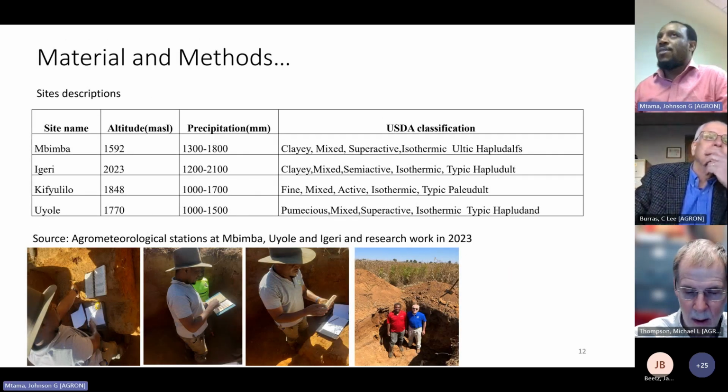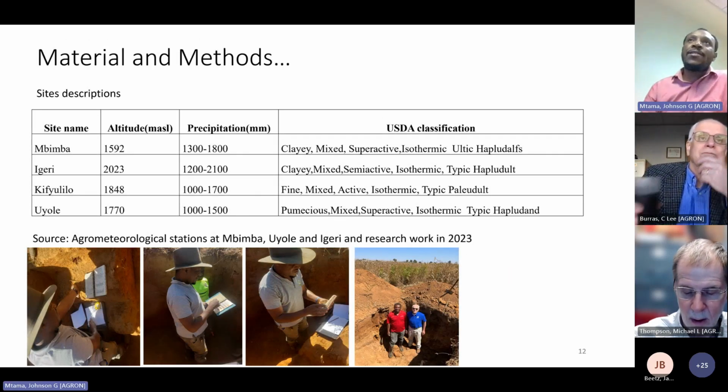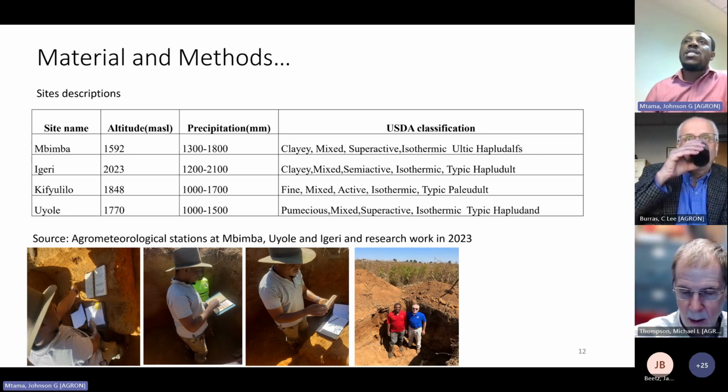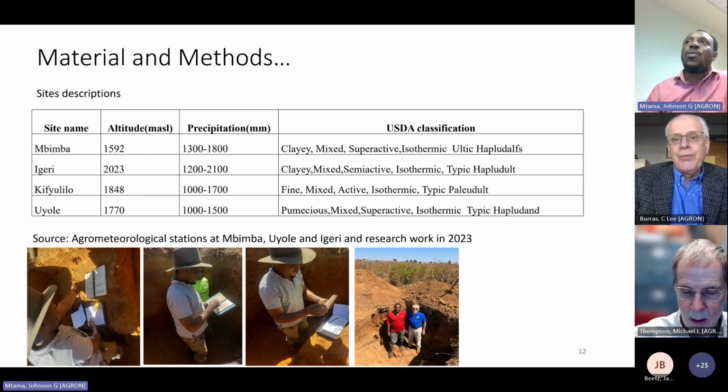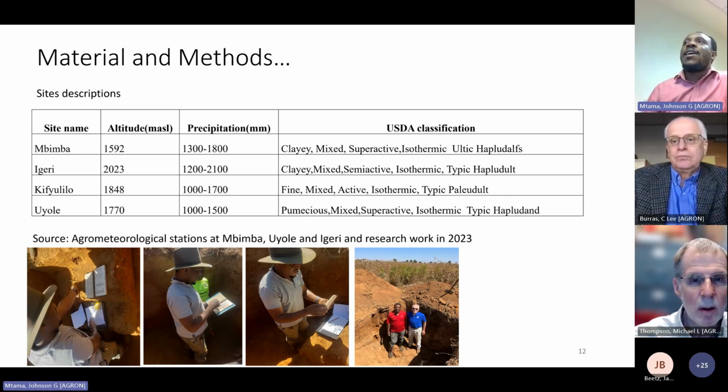So about the site's description, these sites are very diverse in terms of altitudes, in terms of precipitations, but as well as the kind of the soils we are working with. So we have the Alfisols at Mbimba sites, and the Ultisols at Igeri and Kifuriro sites, and the Andisols at Uyole sites.